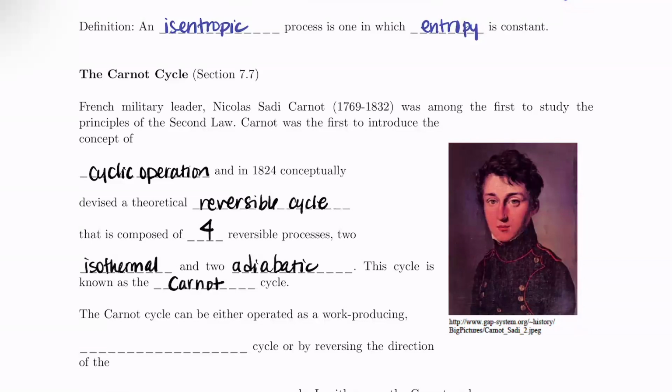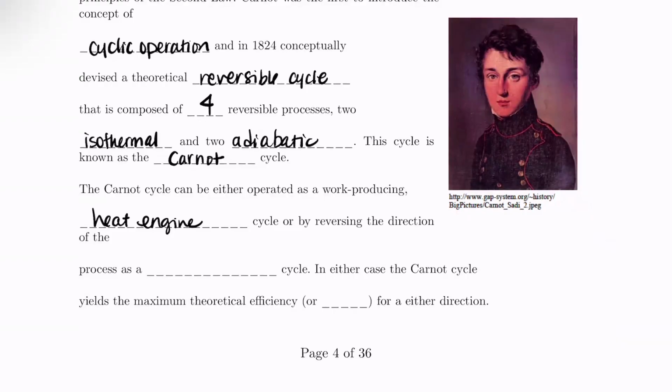And it can be operated as a work-producing heat engine cycle, or you can reverse the direction of the cycle, and that would give you a refrigeration cycle. In either case, whether you're running it as a heat engine or as a refrigeration cycle, the Carnot cycle yields the maximum theoretical efficiency, or the COP, which we talked about last time, no matter which direction you are running it.